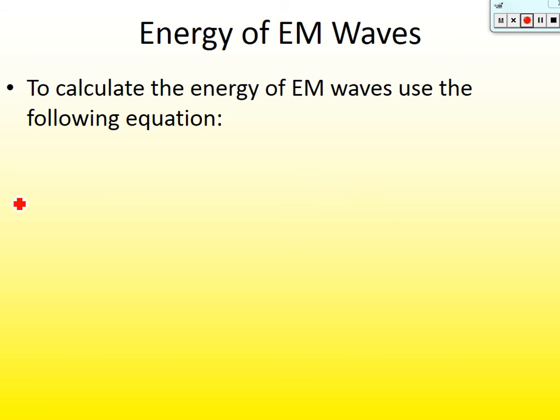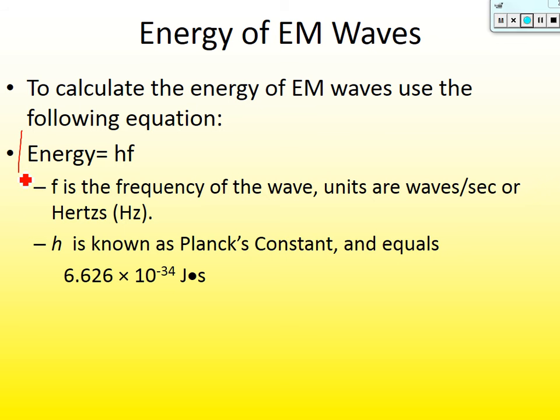Now let's talk about the energy. How do you calculate the energy of waves? We're going to use this equation. You're supposed to write it down. Energy is equal to HF. So the energy of a light wave is equal to H times F.